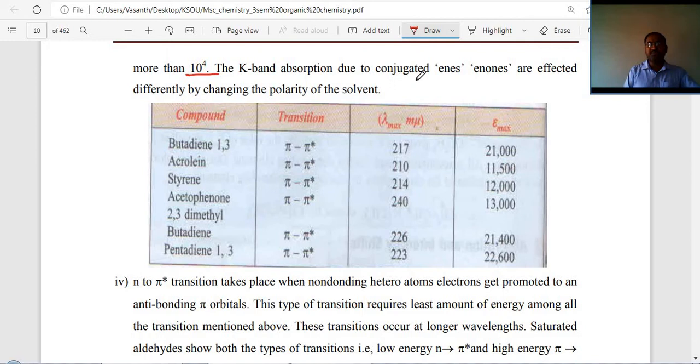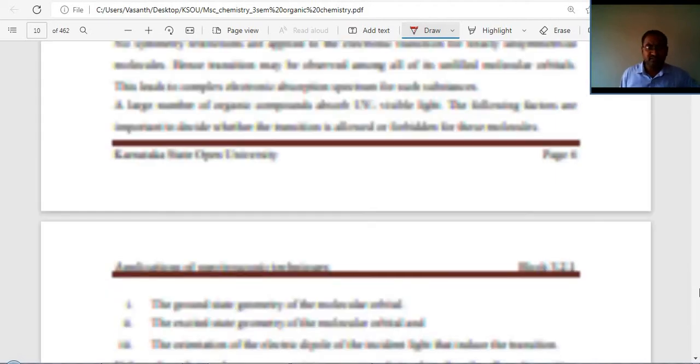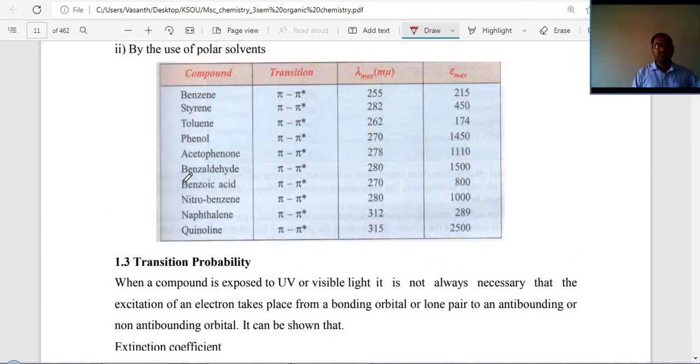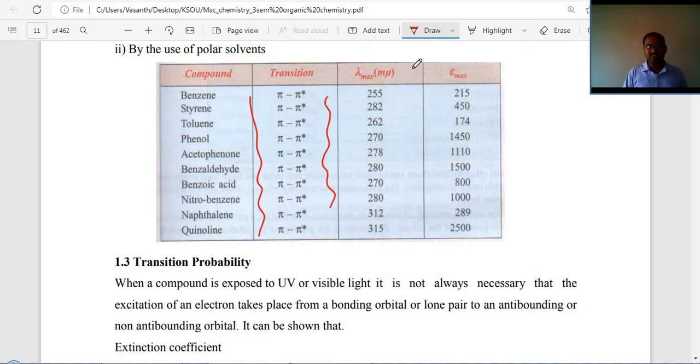The K absorptions due to conjugated enes and enones are affected differently by changing the polarity of the solvents. These are all the compounds: butadiene, butene, acrolein, styrene, toluene. These are all the transitions. This is the lambda maximum, the wavelength maximum expressed in micrometers, and this is the intensity maximum.